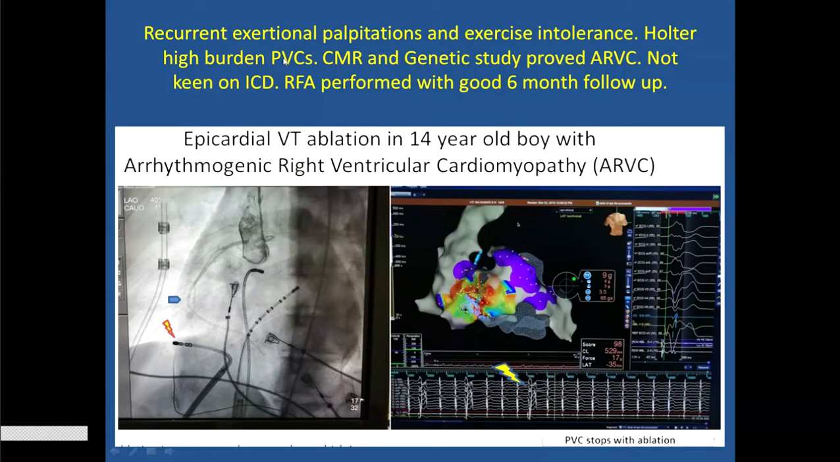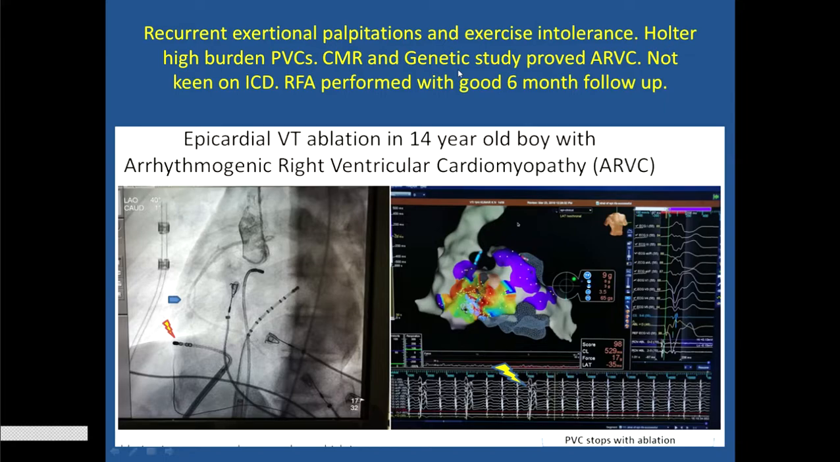Now, recurrent exertional palpitations and exercise intolerance. Never neglect any symptom of any patient. It really helps to go a little deeper, spend a little more time and investigate further. And if you cannot, send the patient to the electrophysiologist or a heart failure specialist, and they will do something more. Recurrent exertional palpitations and exercise intolerance. Holter showed a high burden of PVCs, and I did a CMR which showed ARVC.